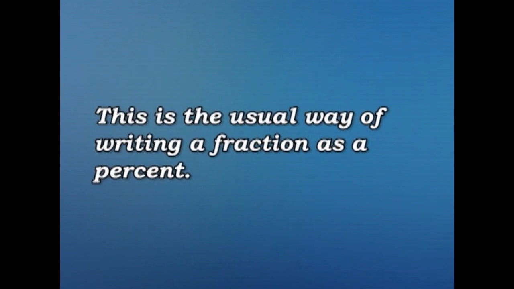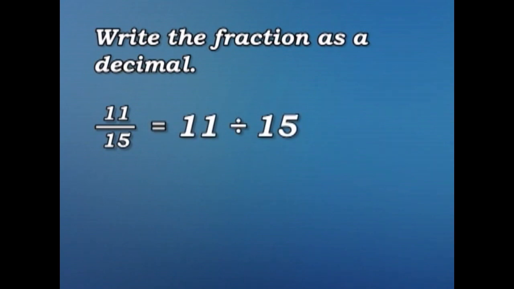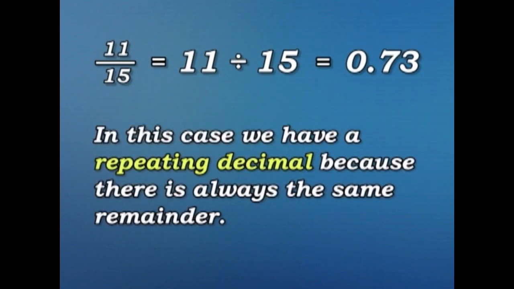This is the usual way of writing a fraction as a percent. We write the fraction as a decimal. For example, 11 over 15 is the same as 11 divided by 15, which is the same as 0.73. In this case, we have a repeating decimal, because there's always the same remainder. Look, 11 divided by 15 looks like this.